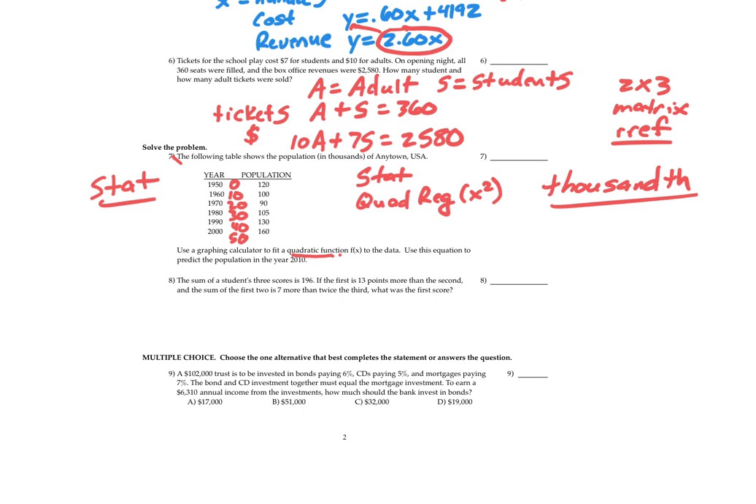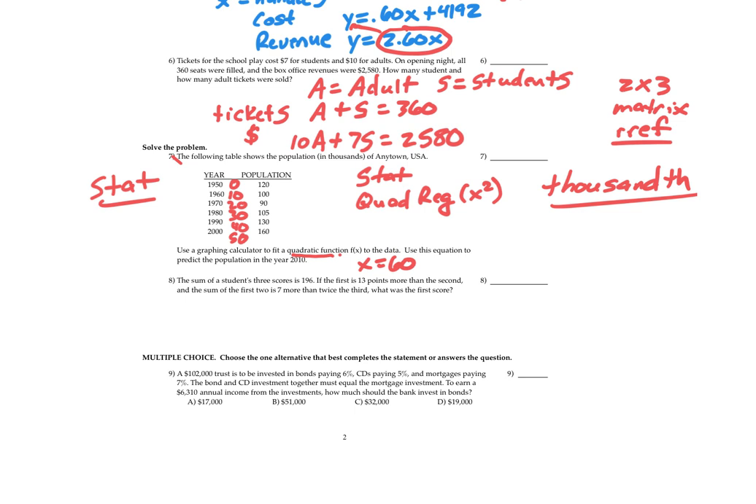And then to finish it out, we're trying to figure out what it would be in 2010. Well, 2000 was year 50, or 50 years past. So 2010 would be another 10 years past. So then, once I have my equation, I'm going to take 60 and plug it in for x. And then whatever you get there is your answer.